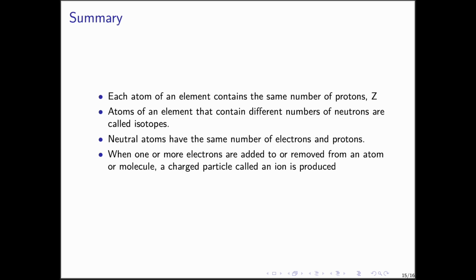To summarize, each atom of an element contains the same number of protons. That's the atomic number. Atoms of the same element that differ in the number of neutrons are called isotopes. A neutral atom always has equal numbers of protons and electrons. When electrons are gained or lost, the atom becomes an ion, carrying a charge. These ideas form the foundation of chemistry, helping us understand how matter is built, how it reacts, and how everything is connected through atomic structure.